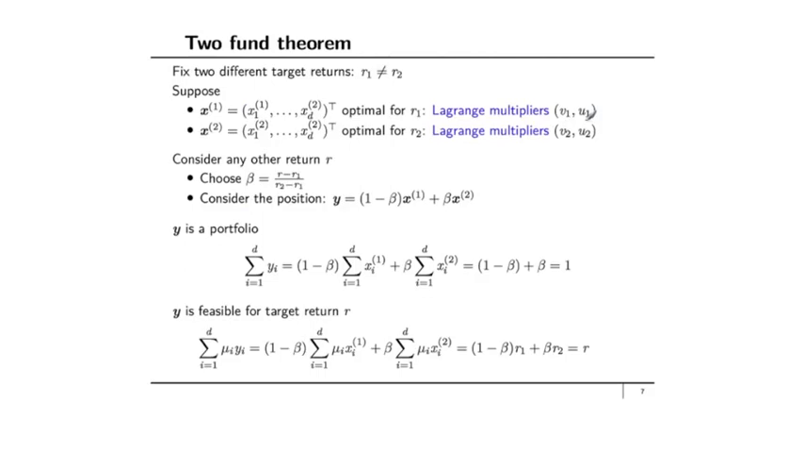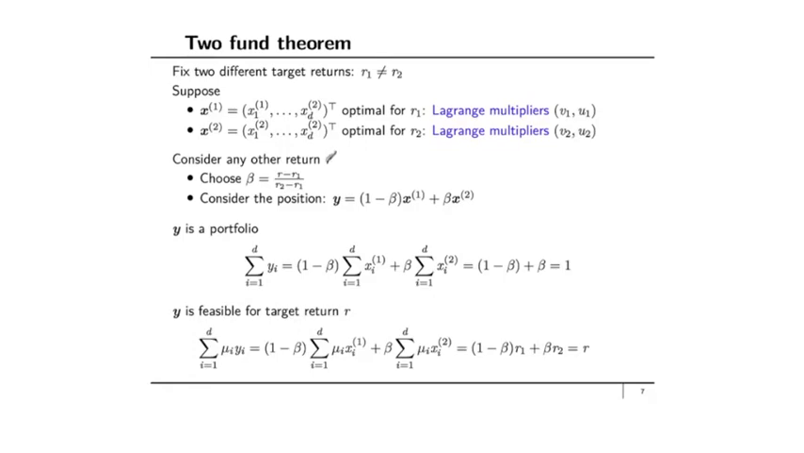I'll take the other return R2 and do the same thing. The optimum portfolio, I'm going to label it as X superscript 2, and the Lagrange multipliers V2 and U2. Okay, now we take any other target return R that we want. I'm going to arbitrarily create for you another position Y and argue to you that this position Y is in fact the optimal solution for that new target return. And here's how it's going to be constructed.